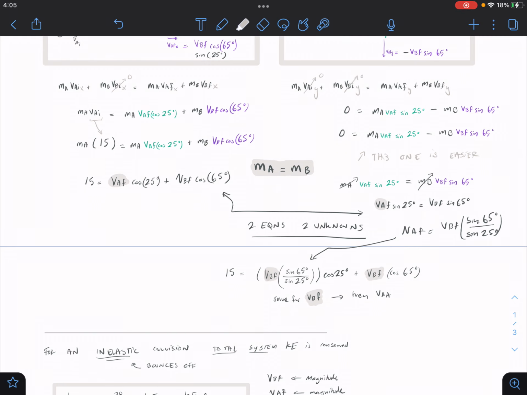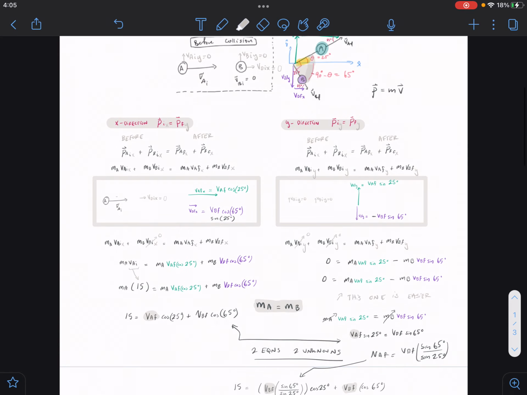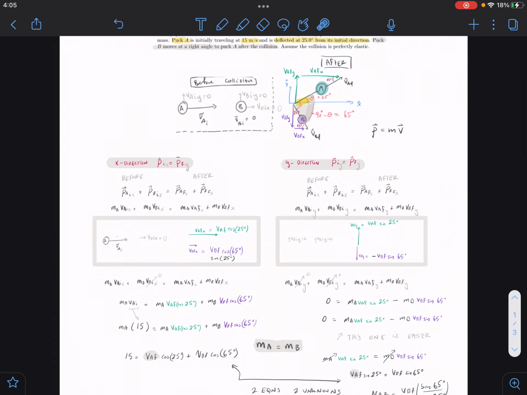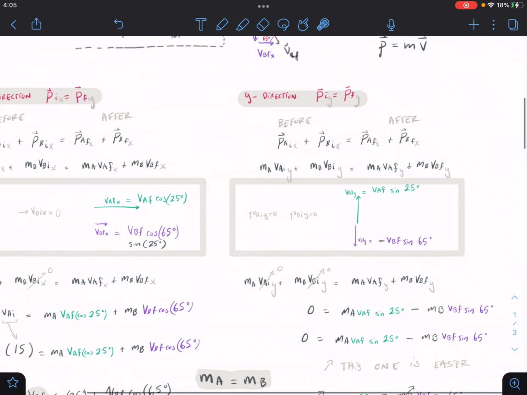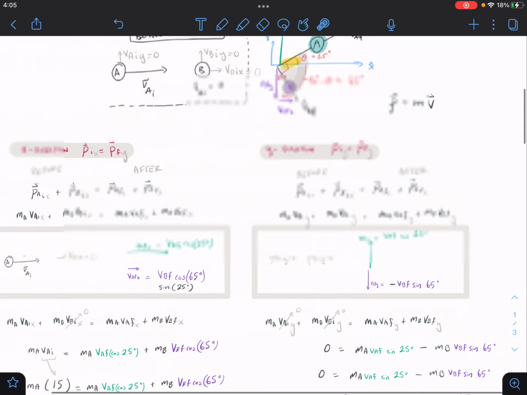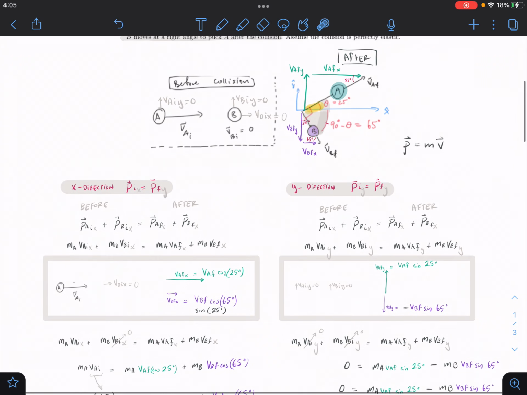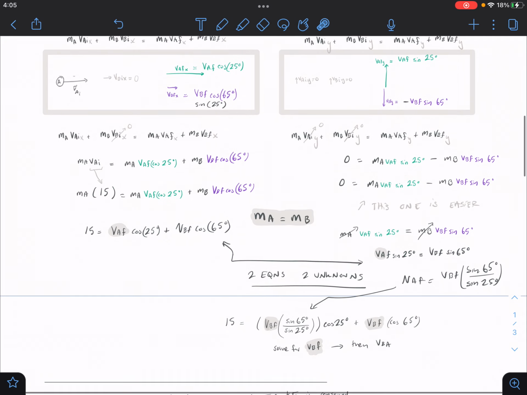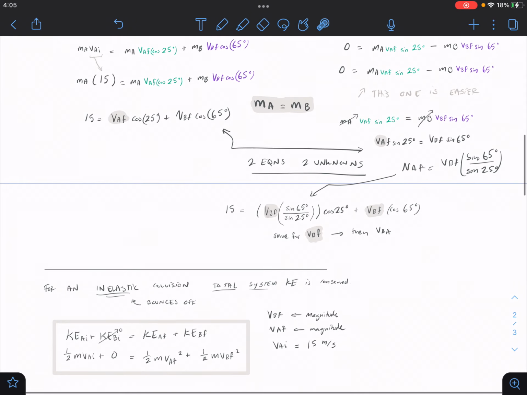So set up everything in the x and y direction, and then plug in the initial x velocities and the final x velocities, and then the initial y velocities and the final y velocities. Just pay attention to the fact that this one's negative because it's pointing down. Then you have the equations, and the goal is just to rearrange them.